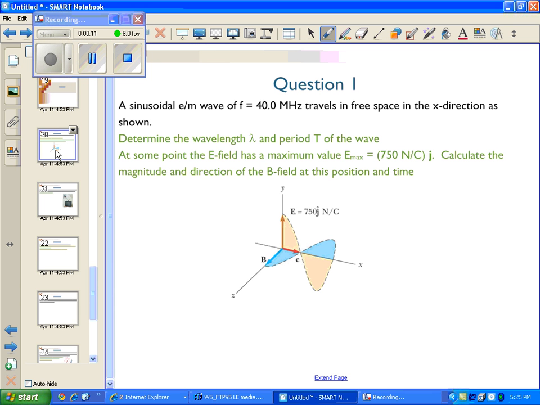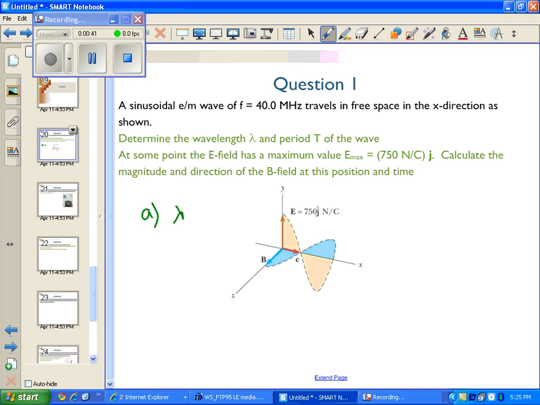Here, we are given a sinusoidal electromagnetic wave which has a frequency of 40 megahertz. And recall that mega is e to the 6. This electromagnetic wave is traveling in free space. Well, free space just means vacuum along the x direction. We're asked to determine the wavelength and the period of the wave first. So let's begin in part A.